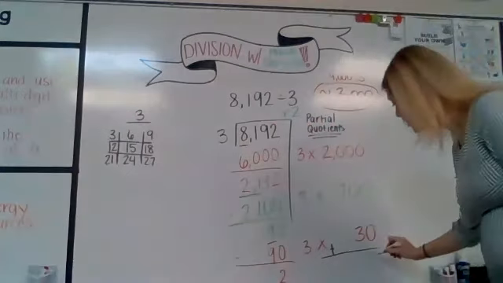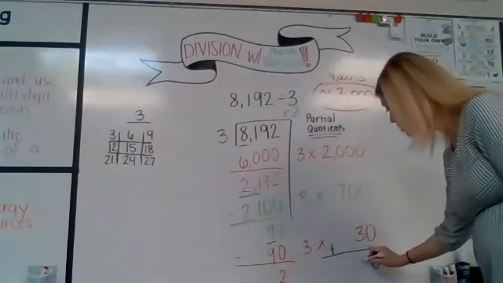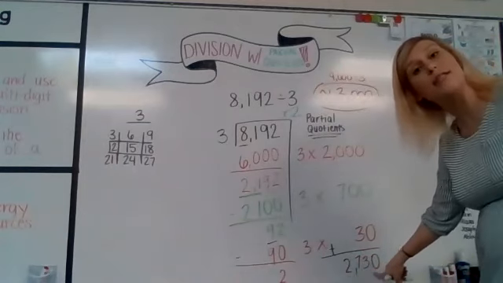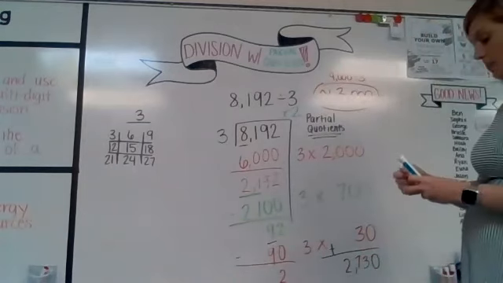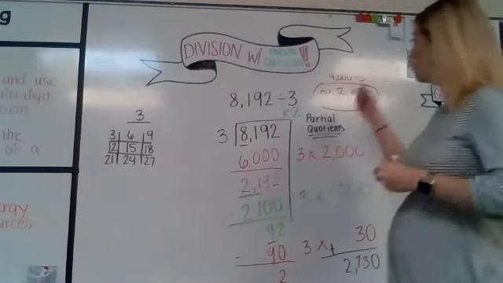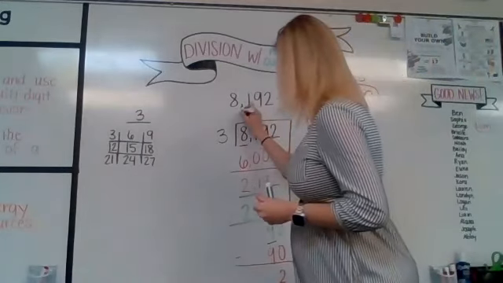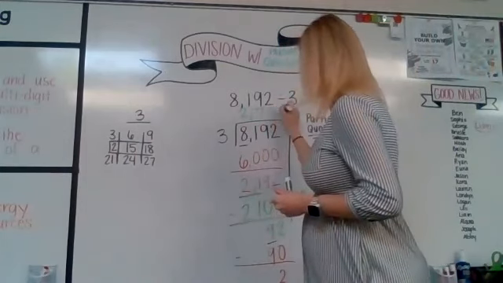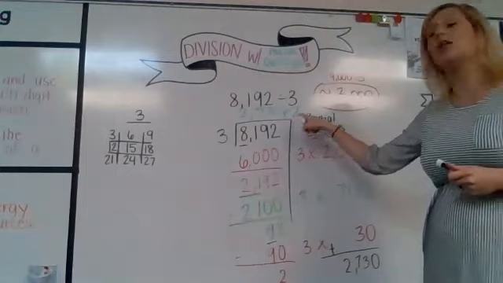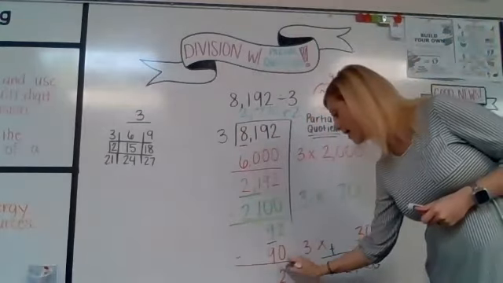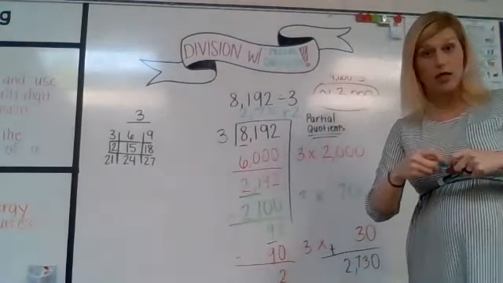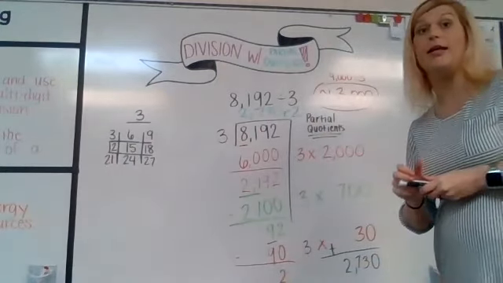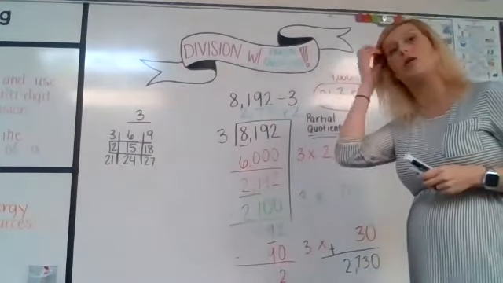So if we add all these together, our answer is 2,730. So just pop that bad boy right in front of the remainder. We have 2,730 with a remainder of 2, because we cannot forget about this value down here. That will change a correct answer into an incorrect answer if we forget about our remainder or what's left over.